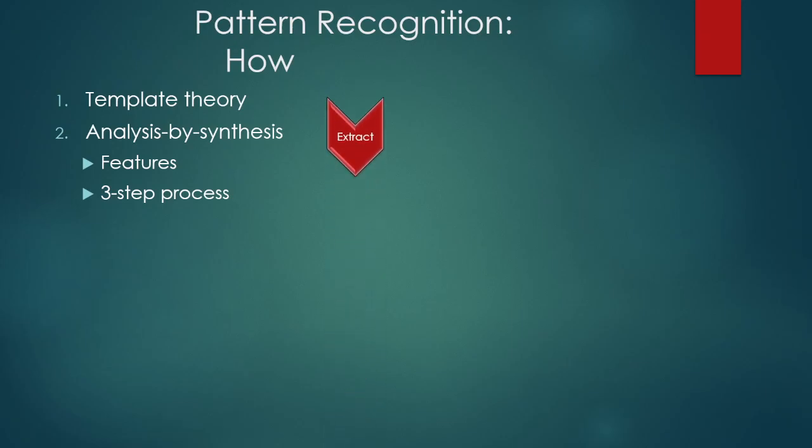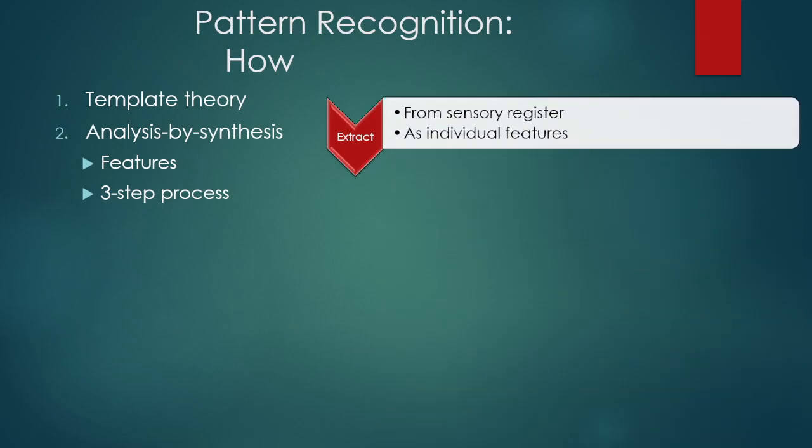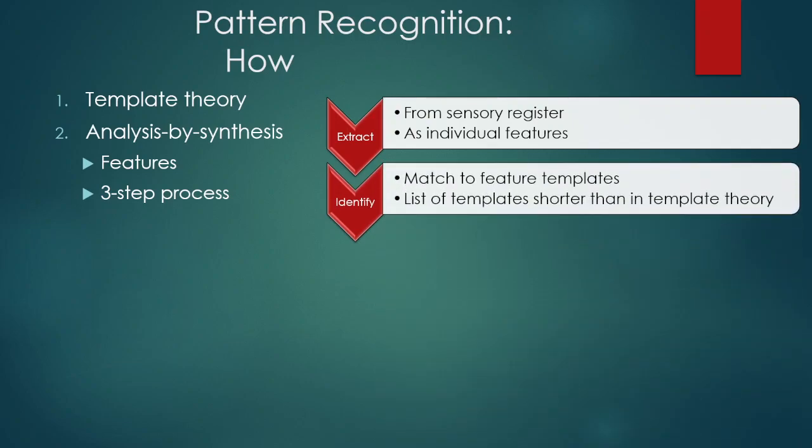We actually engage in a three-step process as we go through the analysis by synthesis process according to this theory. First, you extract out from the sensory register those factors that are individual features. So you pull out the straight lines, the curved lines, the different colors, the lights and shadows. You pull out these individual features initially. You extract those. Then you go through the identification process where you match those features to feature templates. So you don't have to do it as a whole like in the template theory. You do the individual features to the templates.